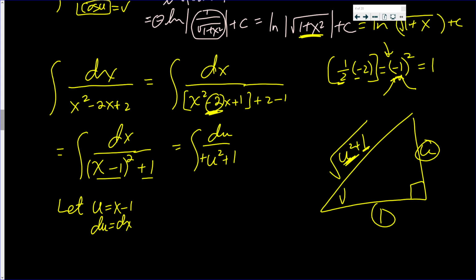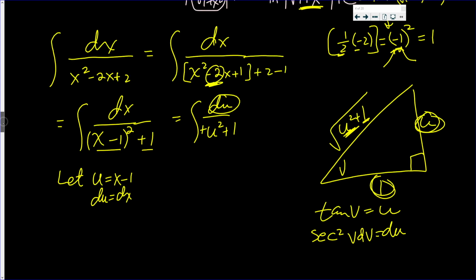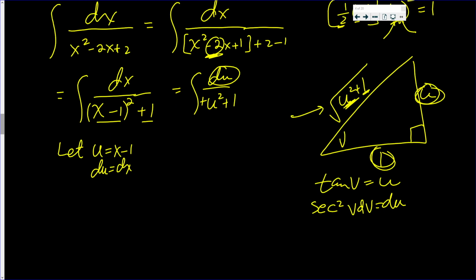Let's call the angle V. Well, I would love the tangent of V. It's u over 1, which is u. That means I can find du. Secant squared V dV is du. So I have du. Now I want to know u squared plus 1, or even the square root, because once I get the square root, I can square it and I'll just have u squared plus 1.